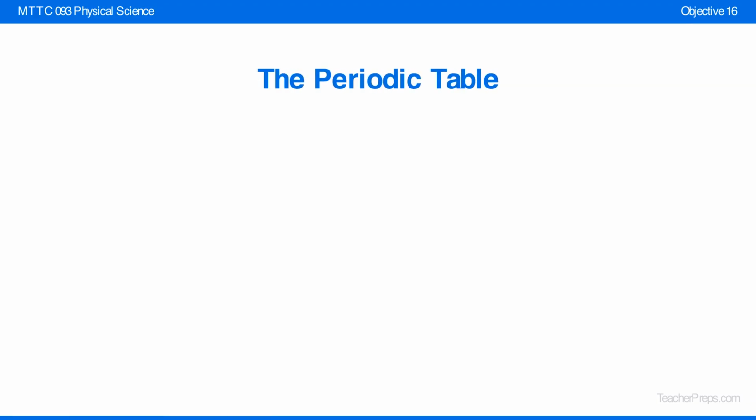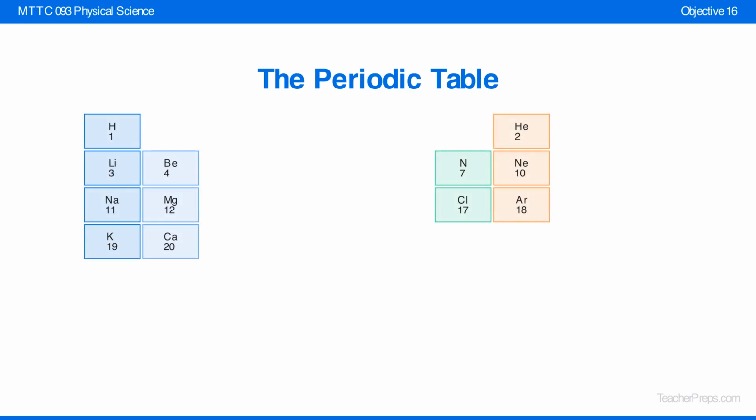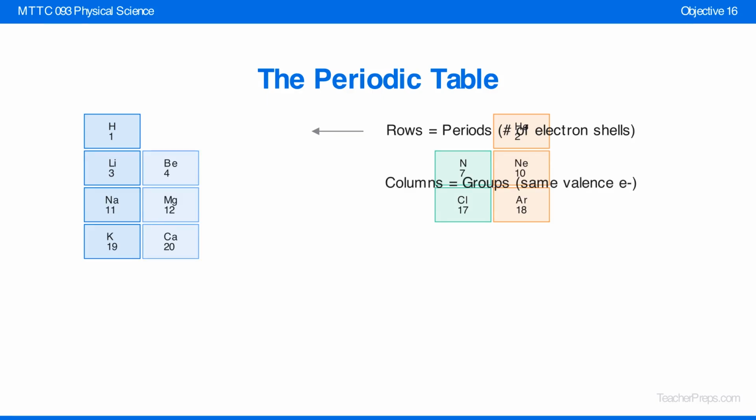Now let's connect atomic structure to the periodic table. The periodic table is organized by atomic number, increasing from left to right and top to bottom. Rows are called periods. The period number tells you how many electron shells that element has. So elements in period 1 have 1 shell, period 2 has 2 shells, and so forth. Columns are called groups or families. Elements in the same group have the same number of valence electrons, which is why they share similar chemical properties.